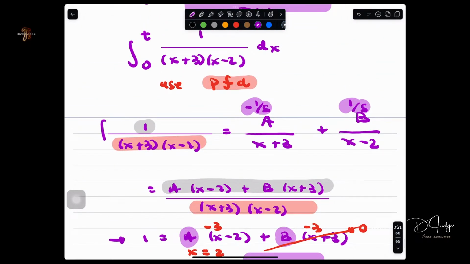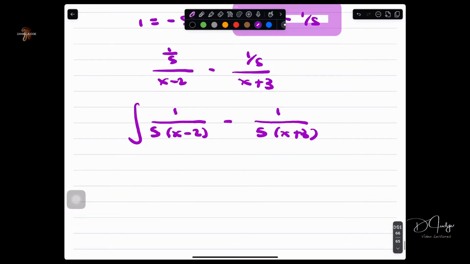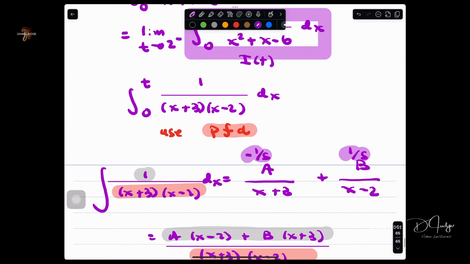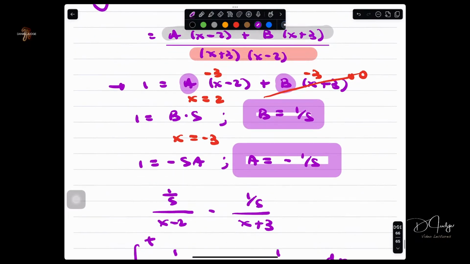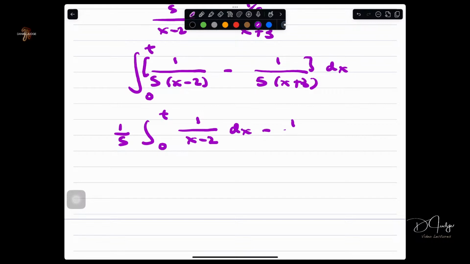So we're supposed to integrate this, and that's the same as integrating what you see here. And of course that goes from 0 to t, I believe, right? Yes, it sure does. 0 to t. Okay, so by properties of integrals, we really have 1/5 the integral 0 to t, 1 over x minus 2 dx, minus 1/5 integral 0 to t, 1 over x plus 3 dx.